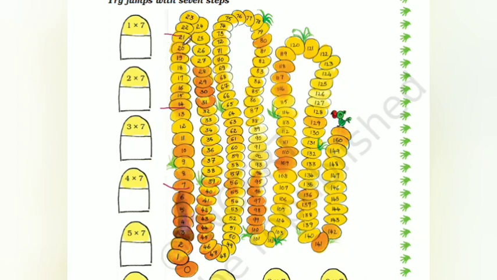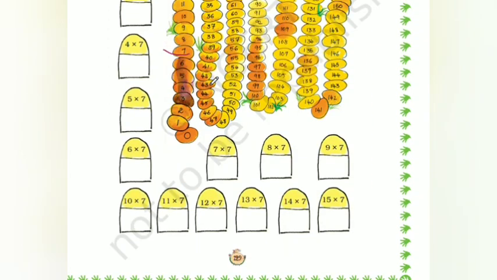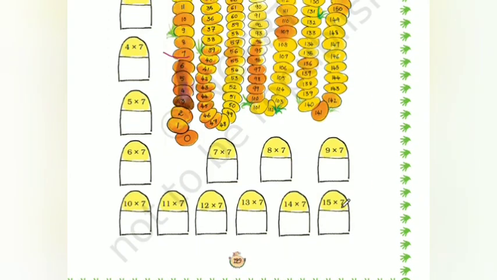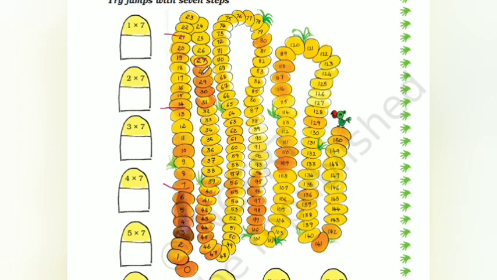Where it reached? It reached 21. Again 7 more steps. 1, 2, 3, 4, 5, 6 and 7. It reached 27. After that, how many times we have to do this? 15 times we have to do this. Okay. Then from 27, it jumped 7 steps. 1, 2, 3, 4, 5, 6, 7. 28 it reached. Okay, it is not 27.